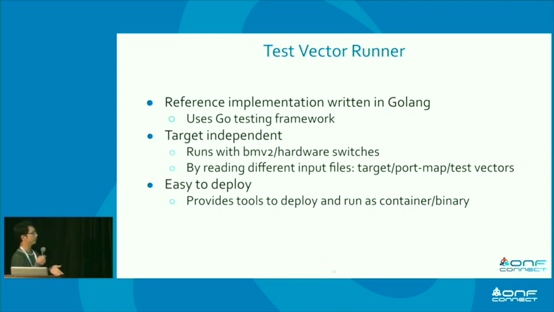So in terms of deployment, we provide a Docker file, which simply deploys everything inside a container. And if you want to test with hardware switches, we also give you a script that you can use to deploy the test vector binary to an external server that has physical connections to the switch. We'll come back to the details of that later. Okay.